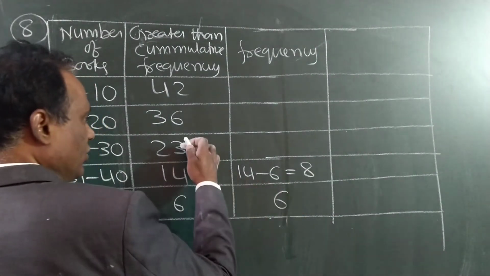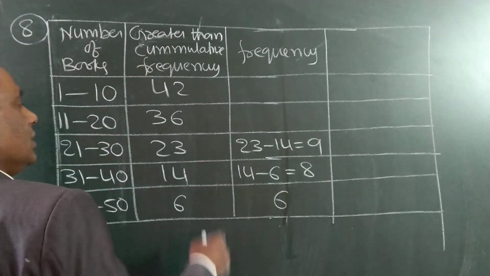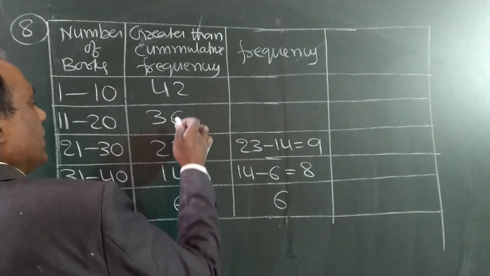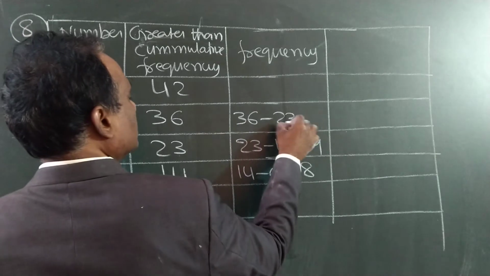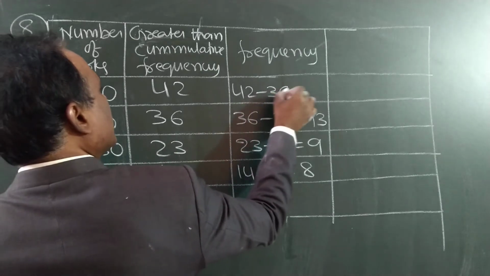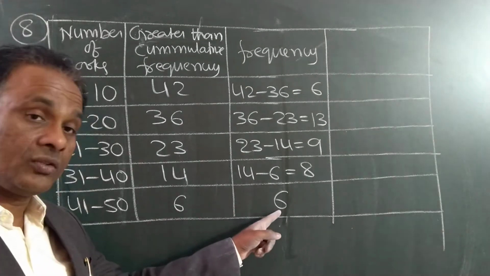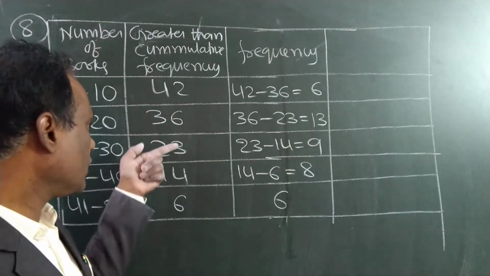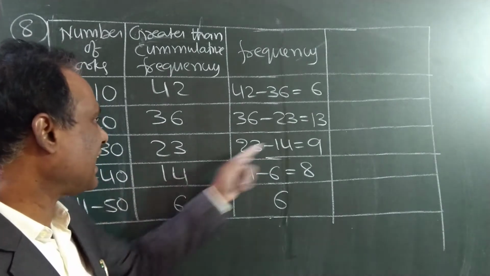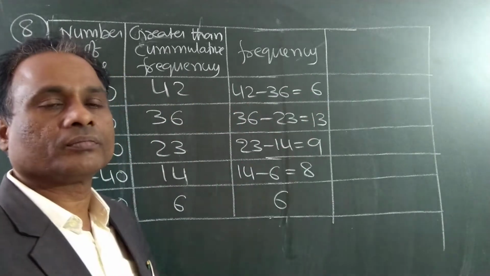14 minus 6, 23 minus 14, 36 minus 23, 42 minus 36. So 6. 14 minus 6 is 8. 23 minus 14 is 9. 36 minus 23 is 13. 42 minus 36 is 6.